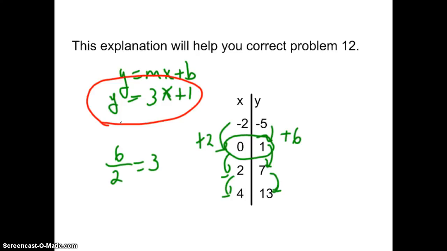So your homework is to complete and make the test corrections, return it after break, and you will also have a practice packet to complete more problems so that we're ready for a reassessment.